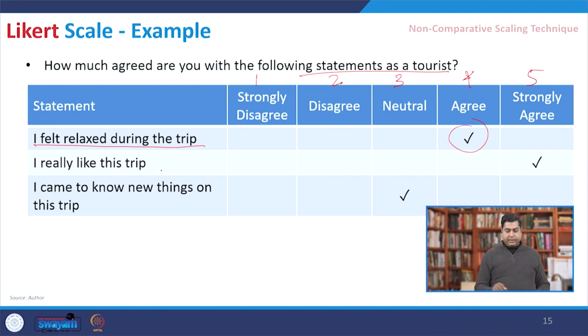I really like this particular trip, and strongly agree is the answer. And then, I came to know new things on this particular trip, where probably I am not able to give an answer. So, probably it is something neutral. I am not saying that I disagree, that I have not learned anything new in this particular trip. So, like that in the agreement scale we can measure it.